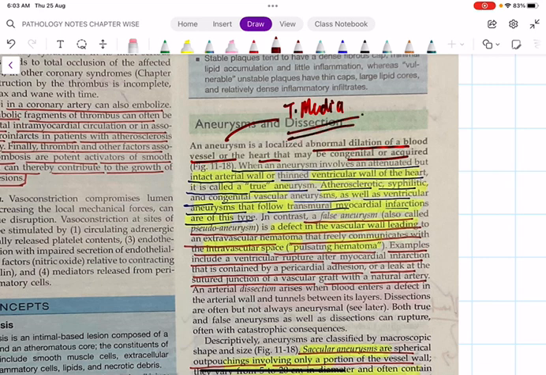Fine. So we have something called as true aneurysm, false aneurysm, or pseudo aneurysm. What is true aneurysm? See, when this aneurysm involves an intact arterial wall, we call it as a true aneurysm. For example, atherosclerotic aneurysm, syphilitic aneurysm, congenital vascular aneurysm, ventricular aneurysm. Okay, all these are types of true aneurysm.